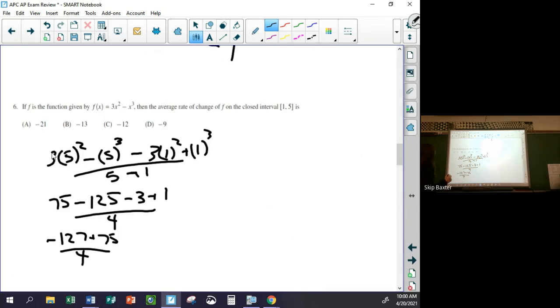You can use scrap work if that helps. Wait, how'd you get to 127? Oh yeah, I see. Okay, I was like, I added one. Yeah, but it's minus 3 plus 1, so it'd be minus 4. No, that's minus 2. The plus 1 is already distributed.